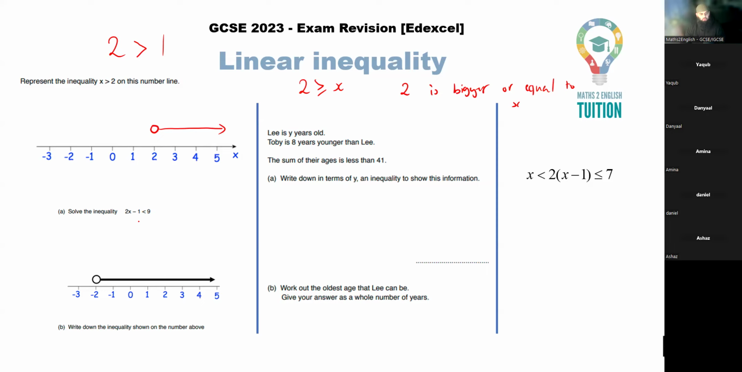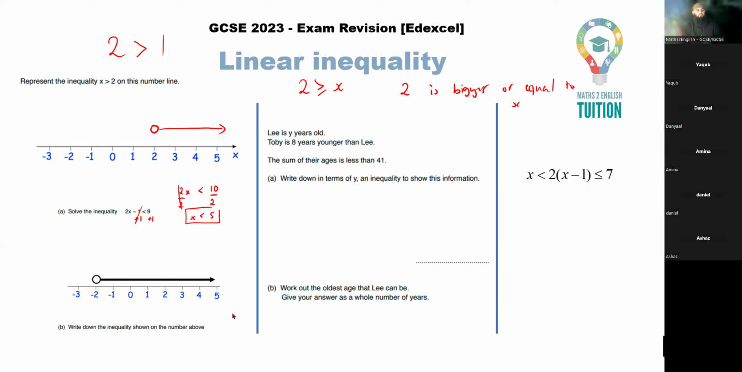So what I do is I'm going to do positive 1 on this side, positive 1 on that side. Cancel out. So I'm left with 2x is smaller than 10. Then I'm going to divide this side by 2, and this side by 2. And I'm going to be left with x is smaller than 5. That's answering the question.